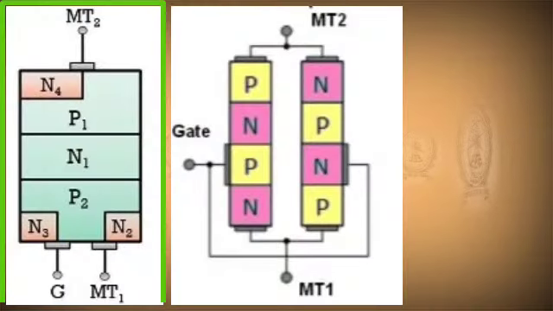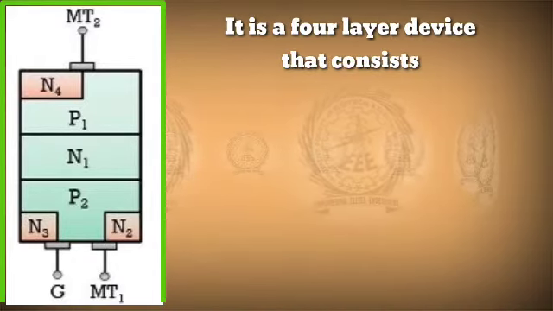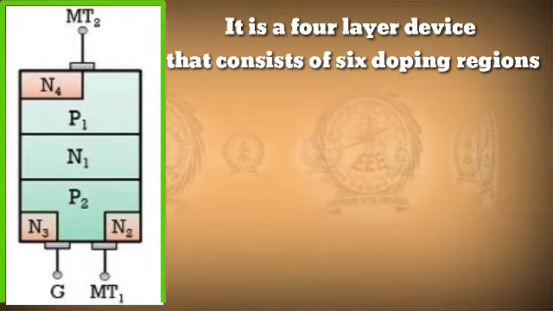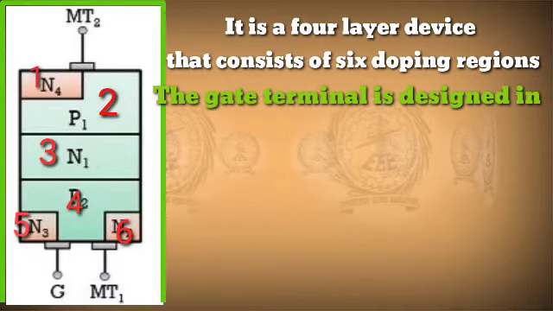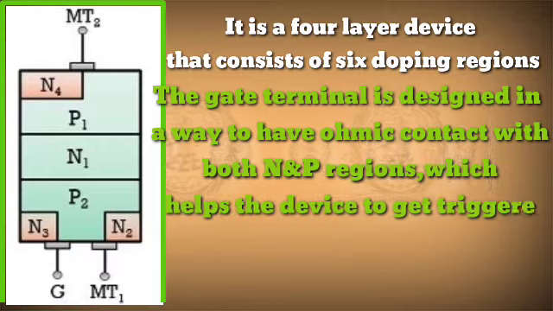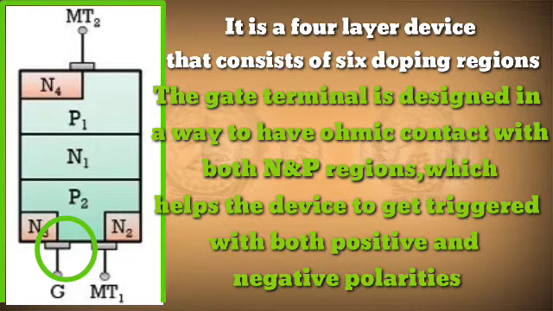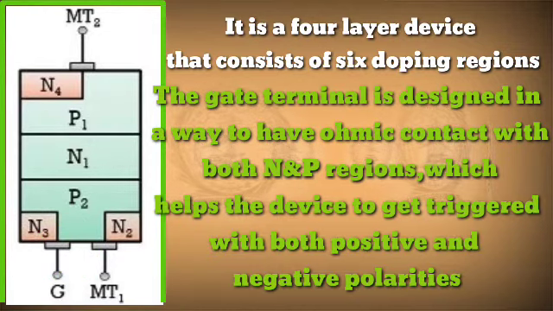This is the structure of triac. From this structure, we notice that it is a four-layer device that consists of 6 doping regions. The gate terminal is designed in a way to have ohmic contact with both N and P regions, which helps the device to get triggered with both positive and negative polarity.